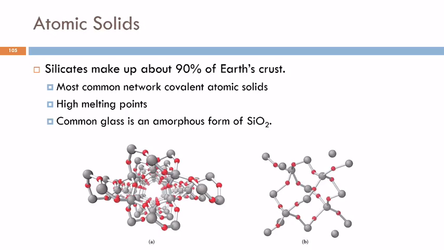And the way that these are bonded together can vary. Quartz is a version of silicate that's very regular in its structure. Glass is also a silicate, but it's amorphous. And so it's just kind of randomly bonded together, and so it doesn't have the crystalline structure. But these silicates have high melting points. So sand is mostly silicate.